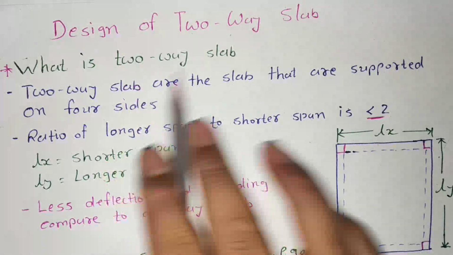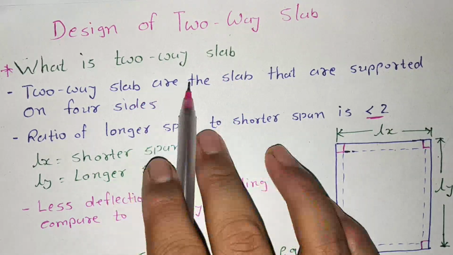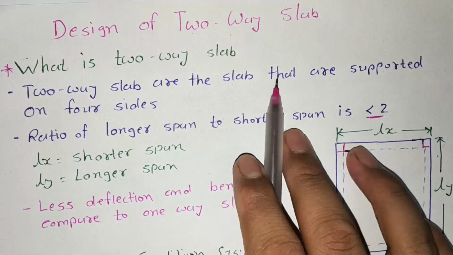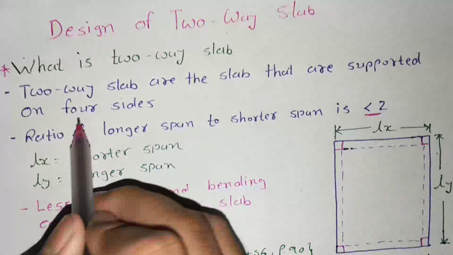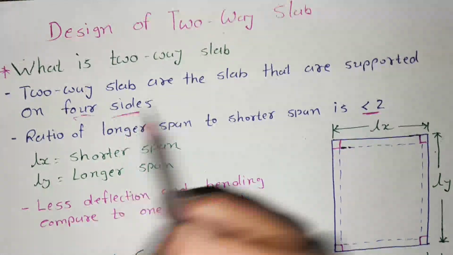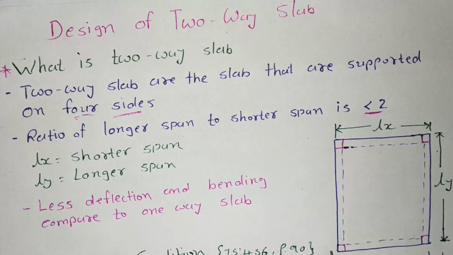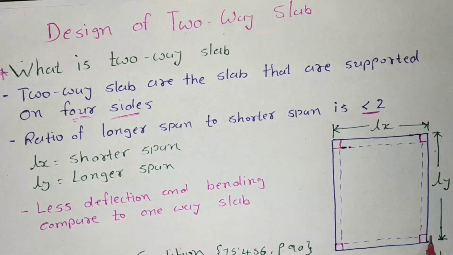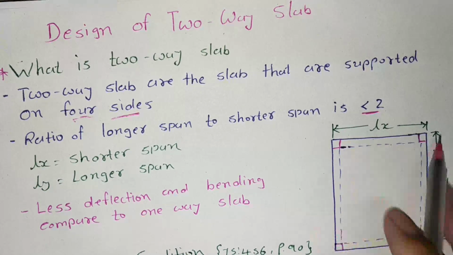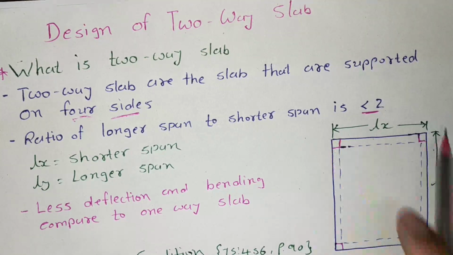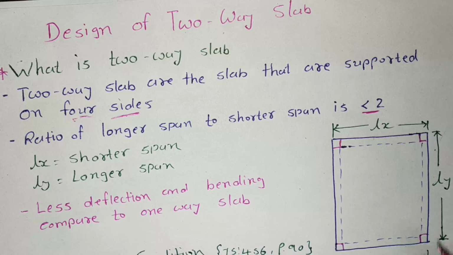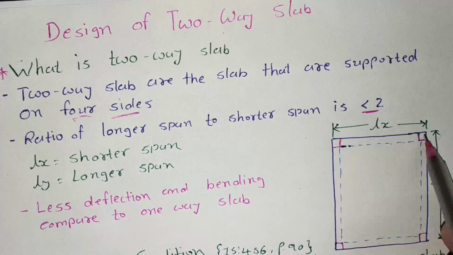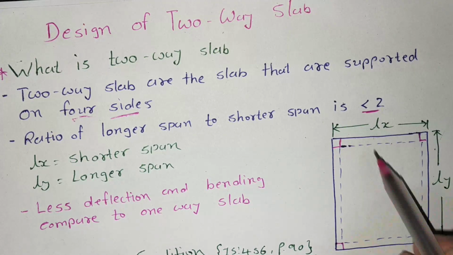What is a two-way slab? Two-way slabs are slabs that are supported on four sides. This is a sketch of a two-way slab in which four columns will be provided at the end corners. So it is supported from all four sides.